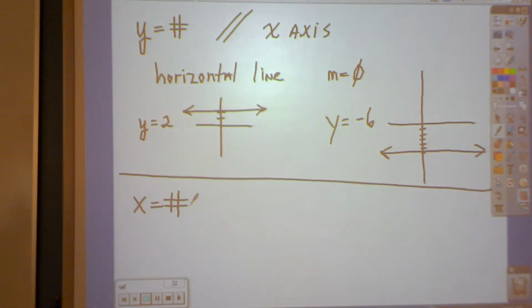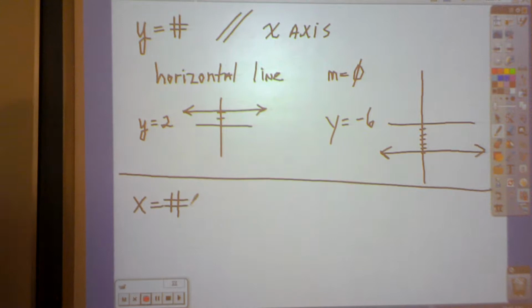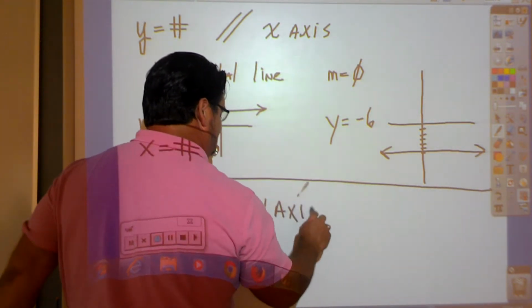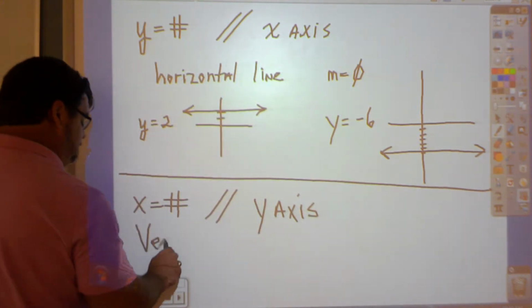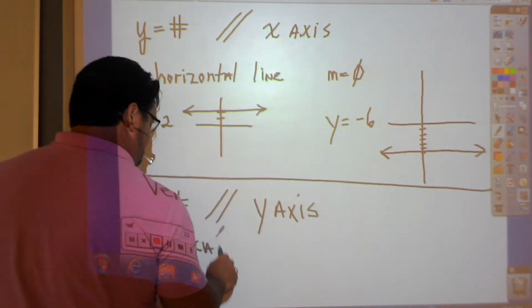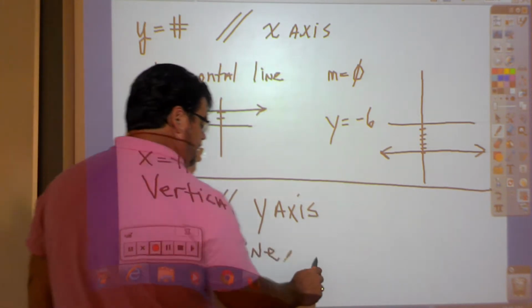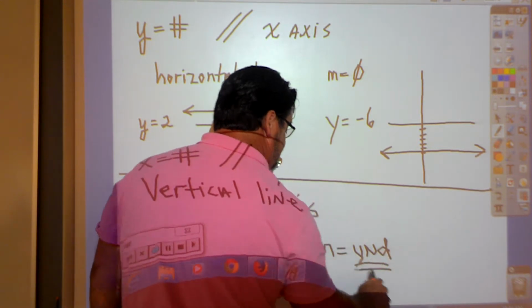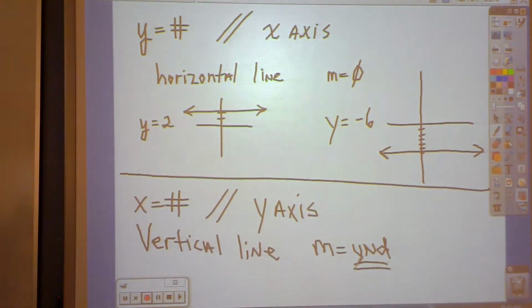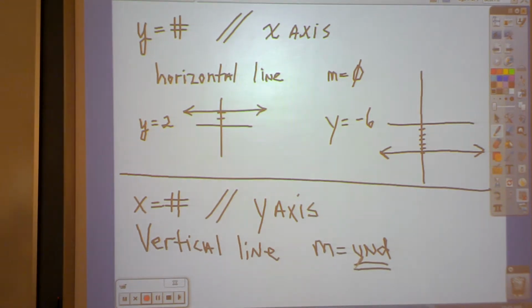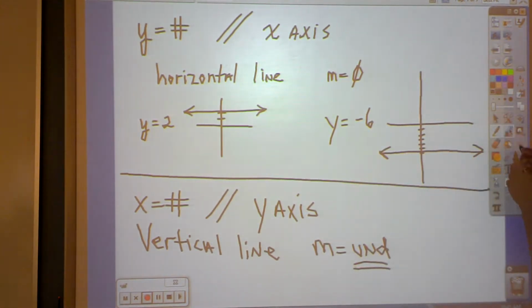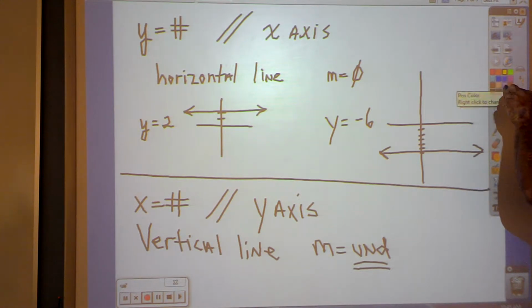X is equal to a number gives you a line that's parallel to the y-axis. And what kind of line is that? That's a vertical line. And a vertical line, the slope is undefined. Does not exist. And you need to write that down because that'll get you on the test. The easy question asks for the slope and y'all put 0. So you might want to, we'll color that pink.